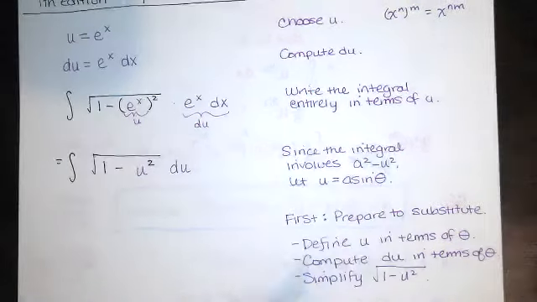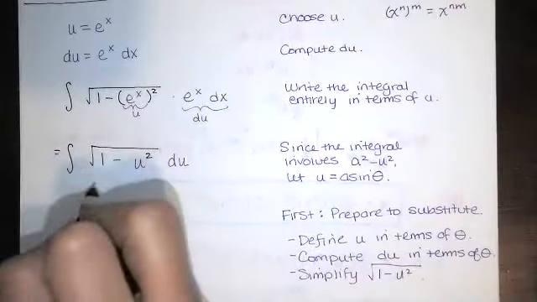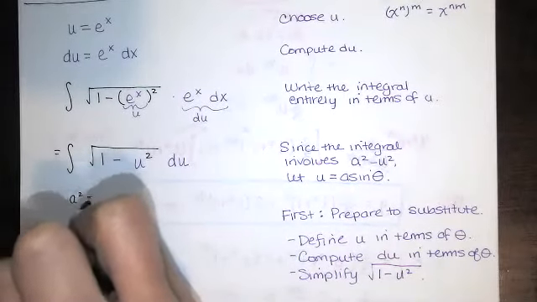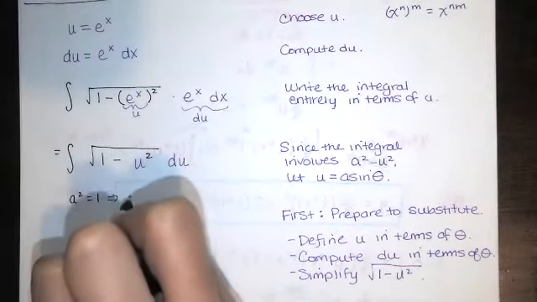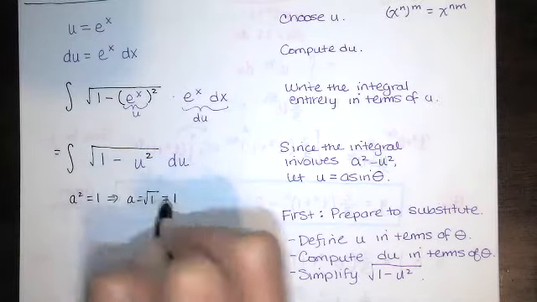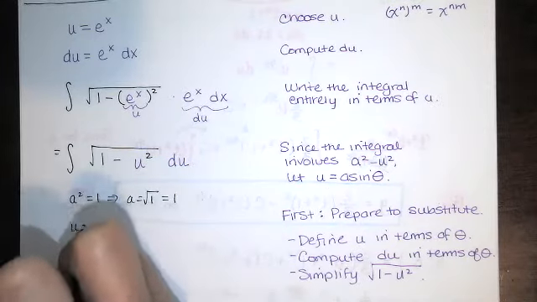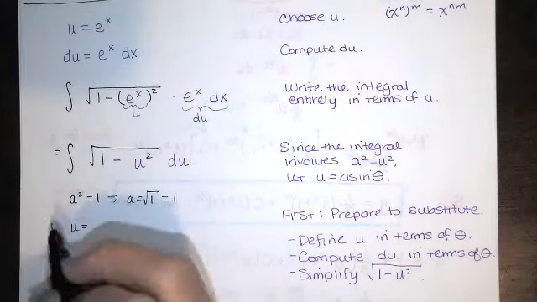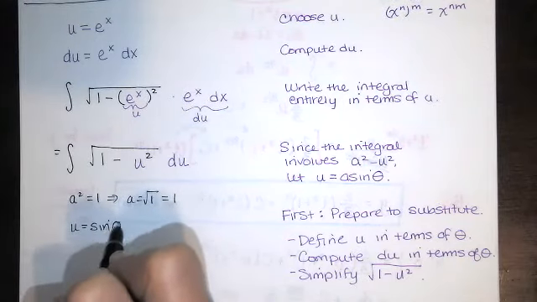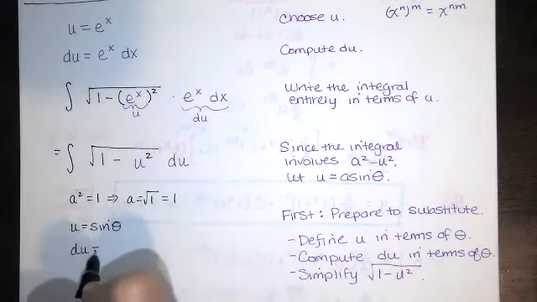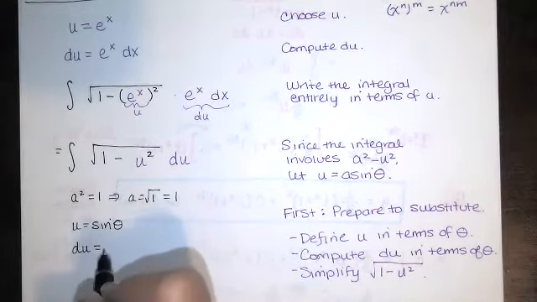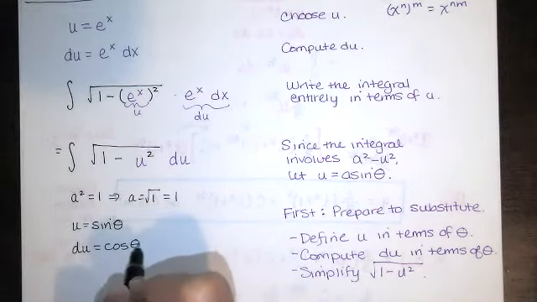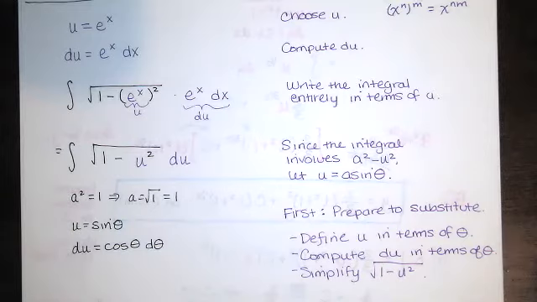So we're going to let, well, let's identify a squared first. A squared is 1, so that means a equals 1. Square root of 1 is 1. And that means that our u should be 1 times sine of theta. Then du is the derivative of sine of theta. So we have cosine of theta times d theta.